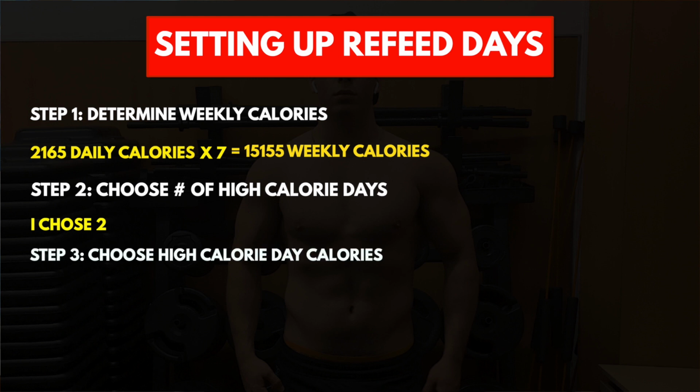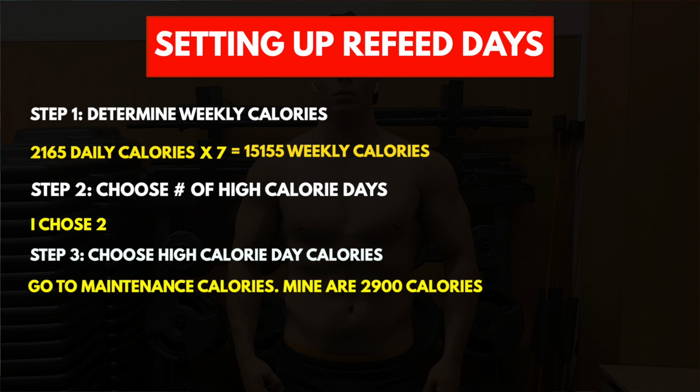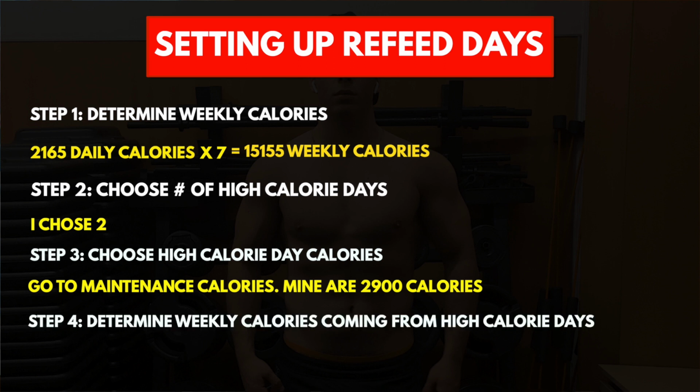Third step, choose the high calorie day calories. And what I usually recommend is going up to your maintenance calories or really close. So for me, my example, my maintenance calories were 2,900. So on 2 days for a week, I would increase my calories up to 2,900 calories. Fourth step, determine the weekly calories coming from the high calorie days. So what you would do here, for my example, is take 2,900 times 2, because we're having 2 high calorie days of 2,900 calories per day, and that's gonna give us 5,800 calories coming from our high calorie days only. So 2 days a week, we're eating total 5,800 calories for high calorie days.